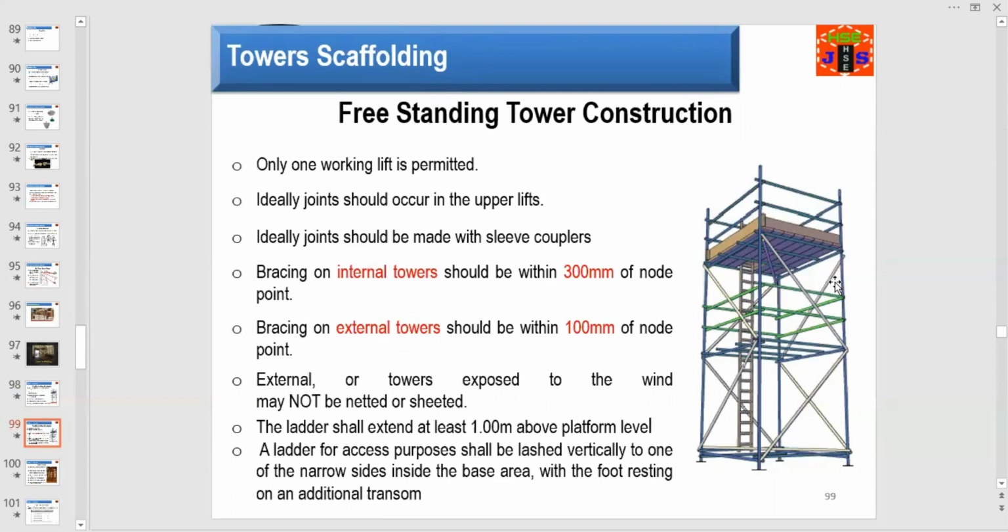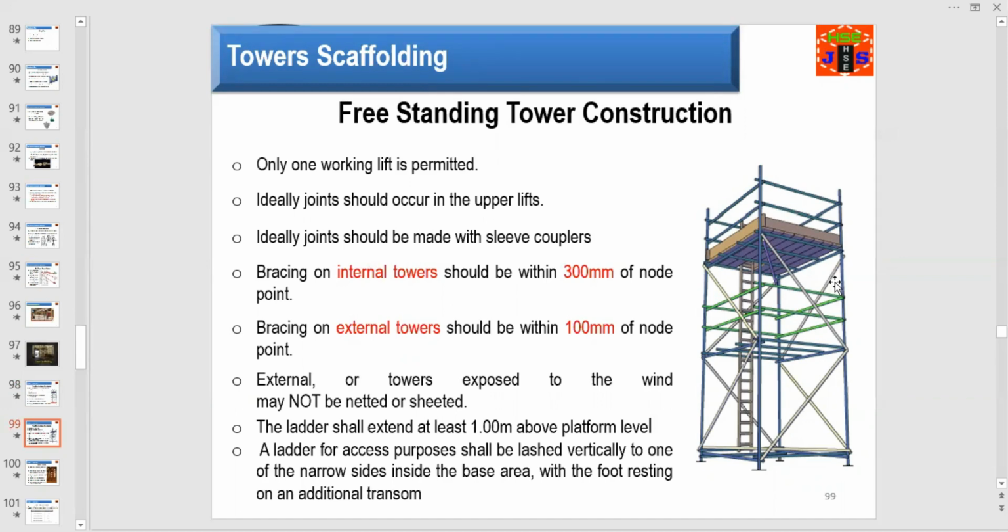Ideally, joints should occur in the upper lift. Ideally, joints should be made with sleeve couplers. Bracing on internal towers should be within 300 mm of node point. Bracing on external towers should be within 100 mm of node point. External towers or towers exposed to the wind may not be netted or sheeted.